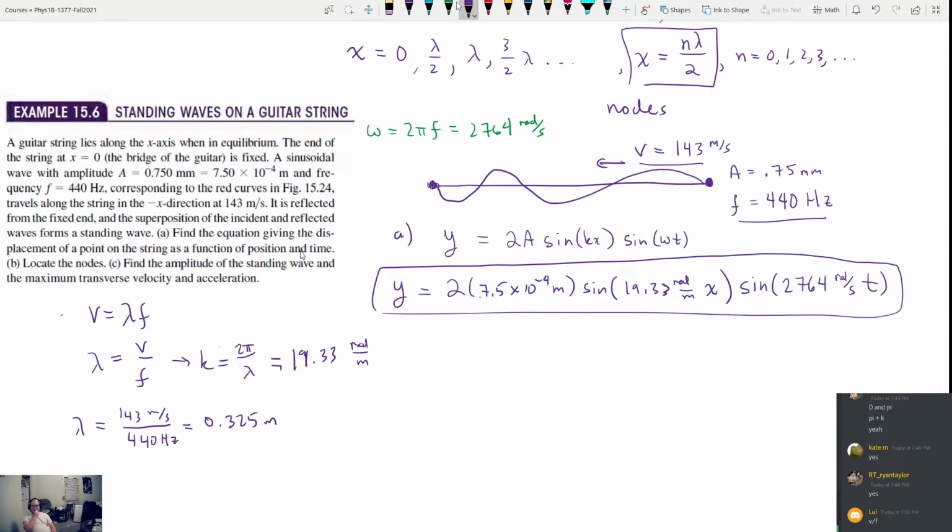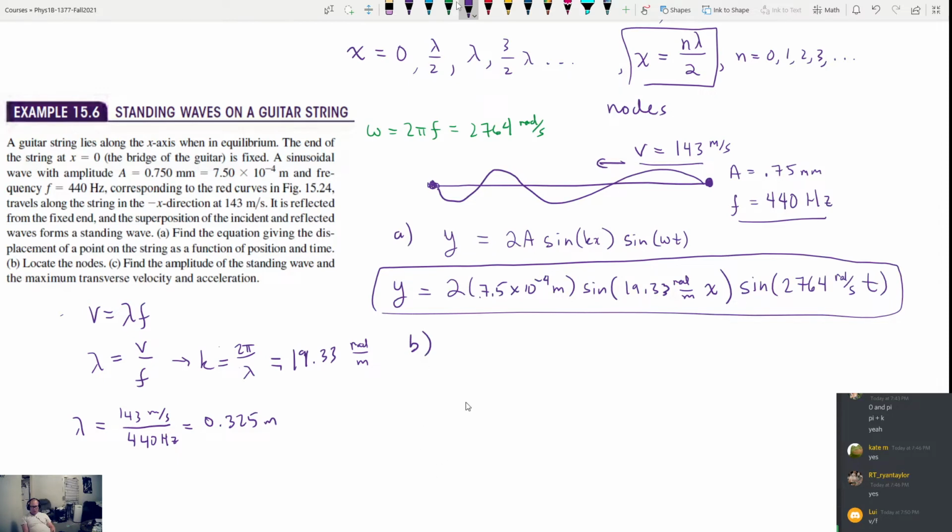Okay, next, Part B says locate the nodes. I noticed one thing about this that's very strange. This is a guitar that has a string with an infinite length as far as I can tell, because it doesn't tell you how long the string is. So when it says to locate the nodes, I guess we just assume that this wave goes on forever, which doesn't make any sense really, because a standing wave has to have a specific length, but whatever. It's a problem from a physics book. It's no surprise that there's missing information.